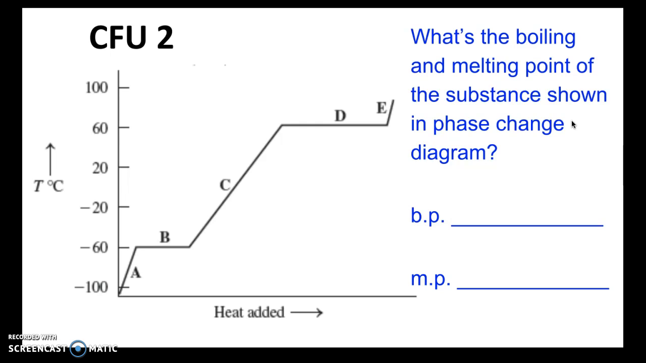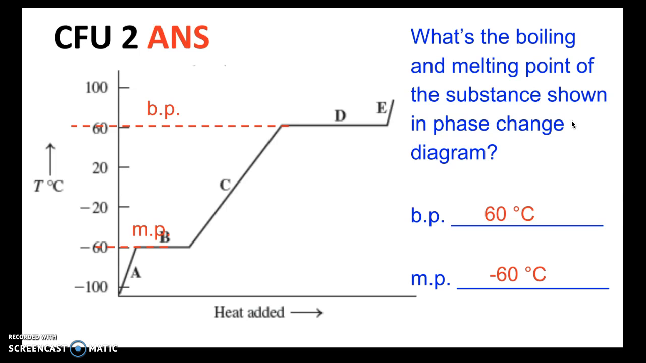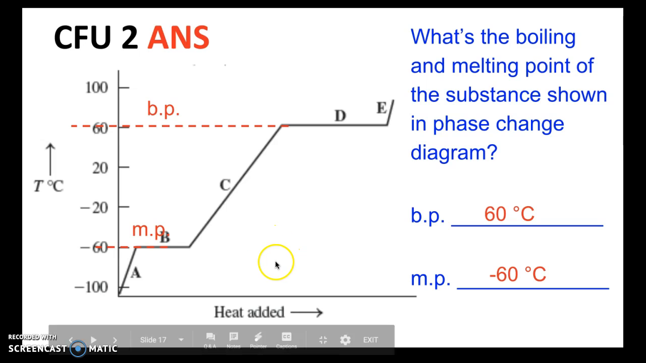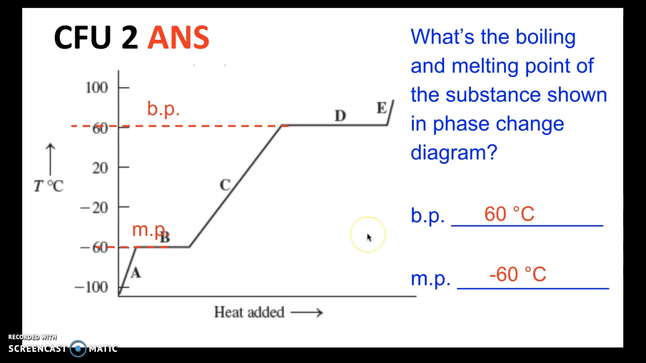Okay, so let's do a couple CFUs. I want you to identify the boiling point and melting point of the substance shown in the heating curve. All right, so pause the video now. Let's see if you can read a heating curve. Great, so the boiling point occurs at the second flat portion where you go from a liquid to a gas, and that's at 60 degrees. And the melting point is the first flat portion, and that's negative 60 degrees Celsius. So again, you would just scroll over and find the temperature on the y-axis.